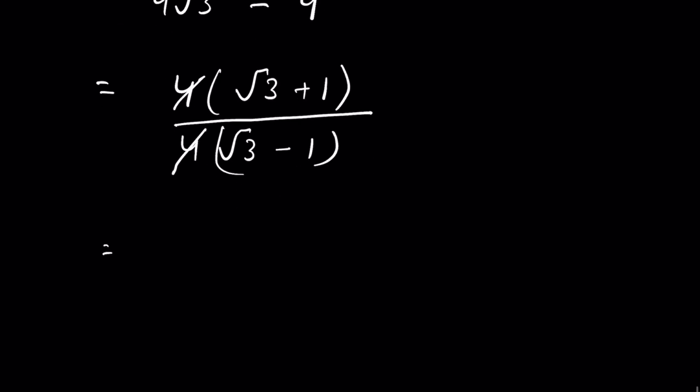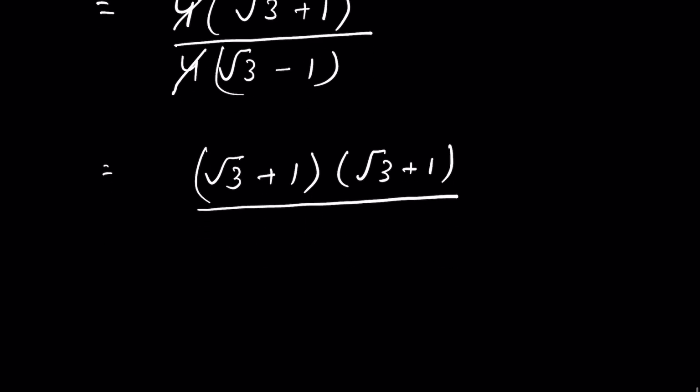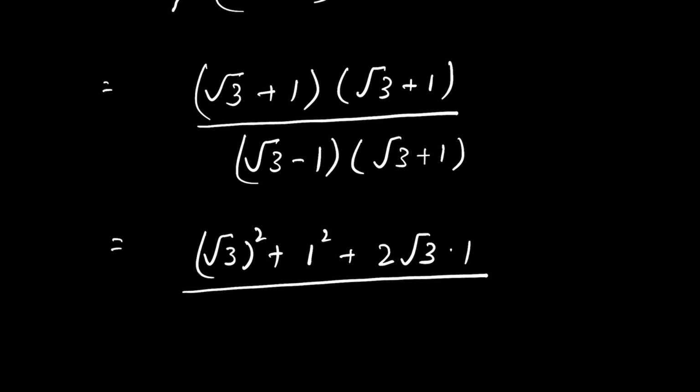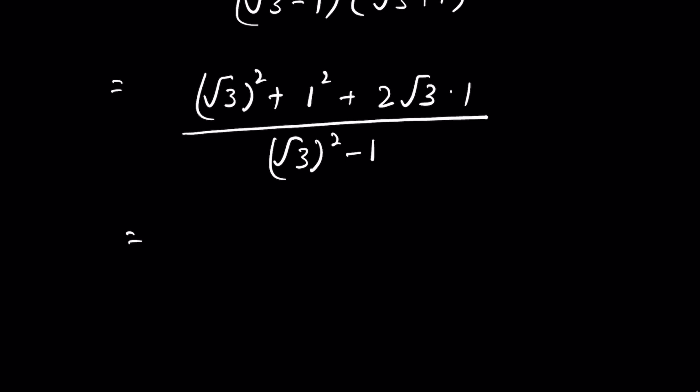Now it's time to rationalize, so it is square root of 3 plus 1 times square root of 3 plus 1 upon square root of 3 minus 1 times square root of 3 plus 1. So this is a plus b whole square, so square root of 3 square plus 1 square plus 2 times square root of 3 times 1 upon square root of 3 square minus 1. So this is 3 plus 1 plus 2 times square root of 3 upon 3 minus 1.